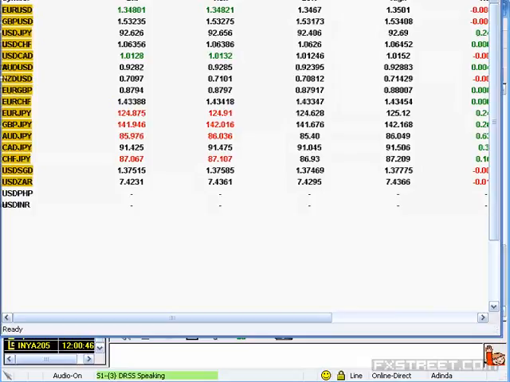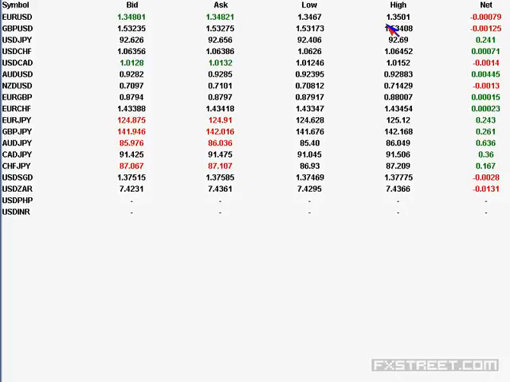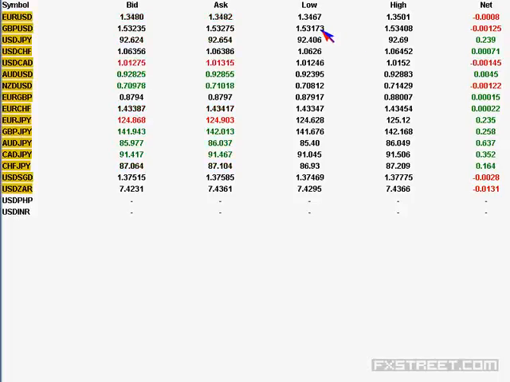Now you can see currently Euro is trading 1.3480. The low is 1.3467, the high is 1.3501. The net change is 7 pips negative. So you find that the market is in a subdued condition after gaining the levels, and there was a drop before that yesterday in the name of Goldman Sachs.